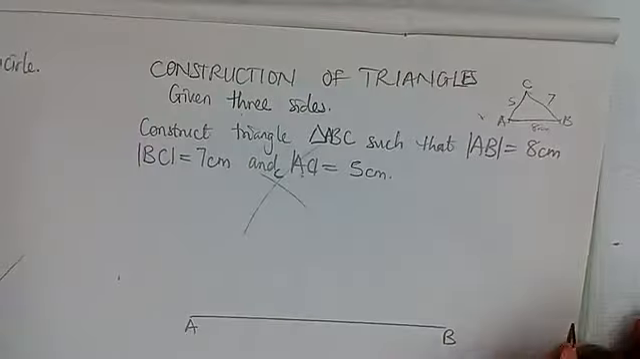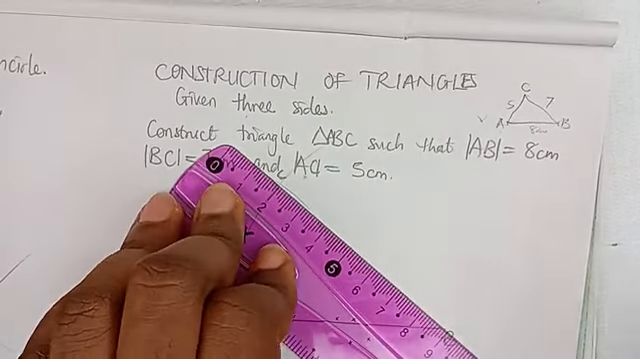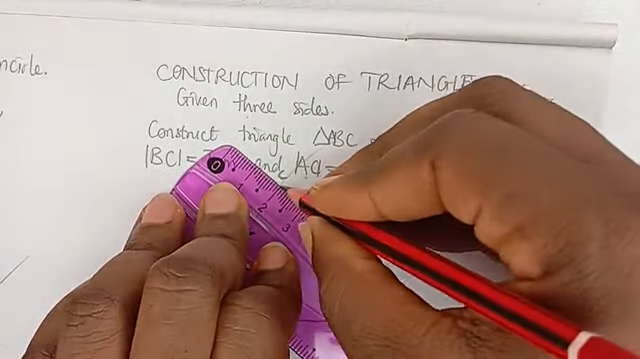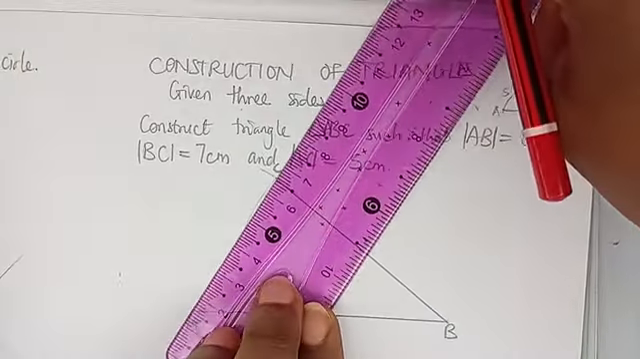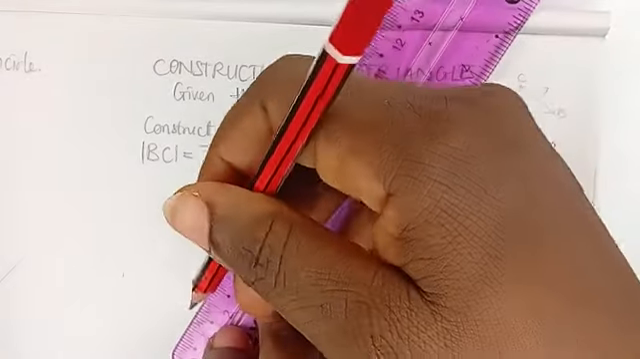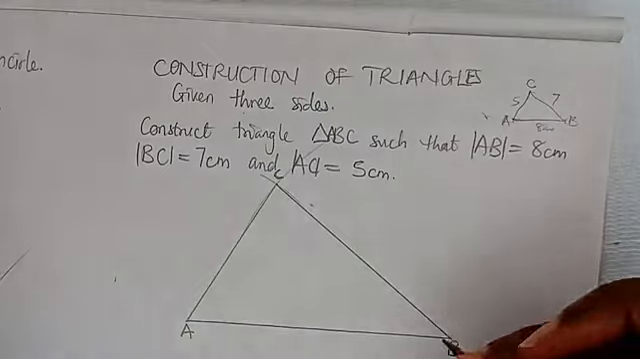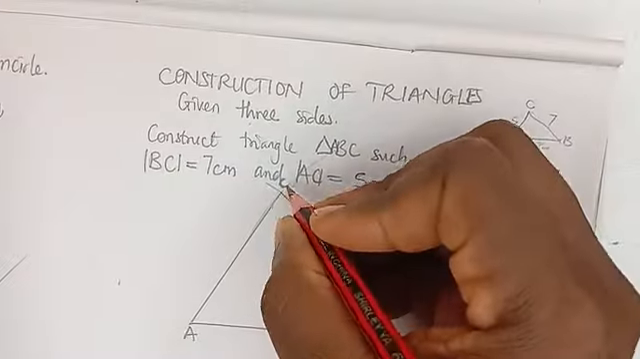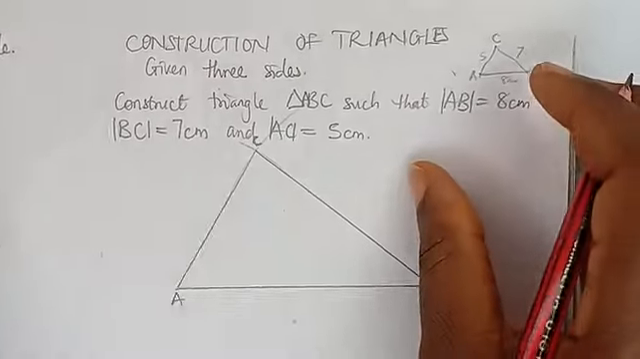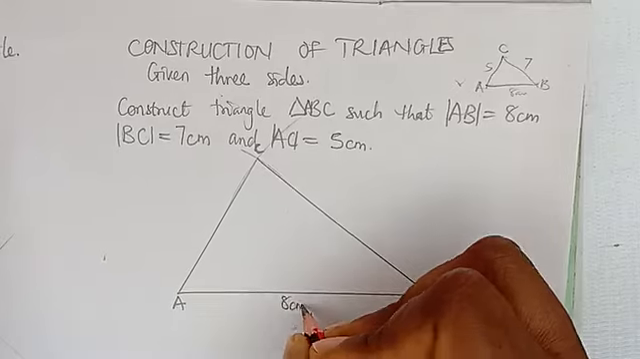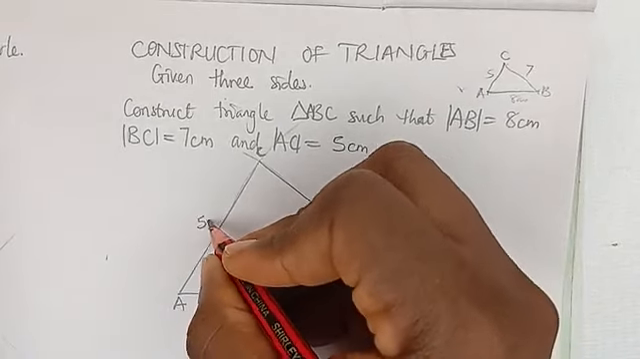Sorry, it's interfering with what we are writing. So you're going to now draw a straight line from point B to that point C. This is it. Make sure you pass through the point of intersection, and your triangle is ready. The next thing you do is to label. So this is AB and this is C. AB was 8 cm, BC 7 cm, and AC 5 cm.